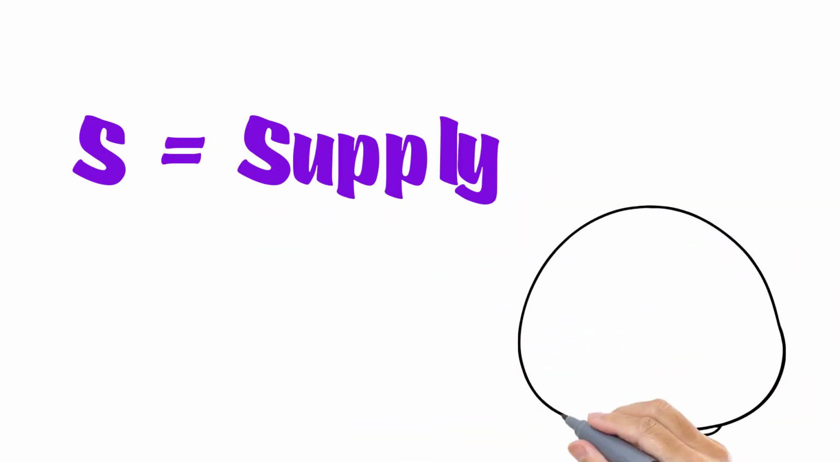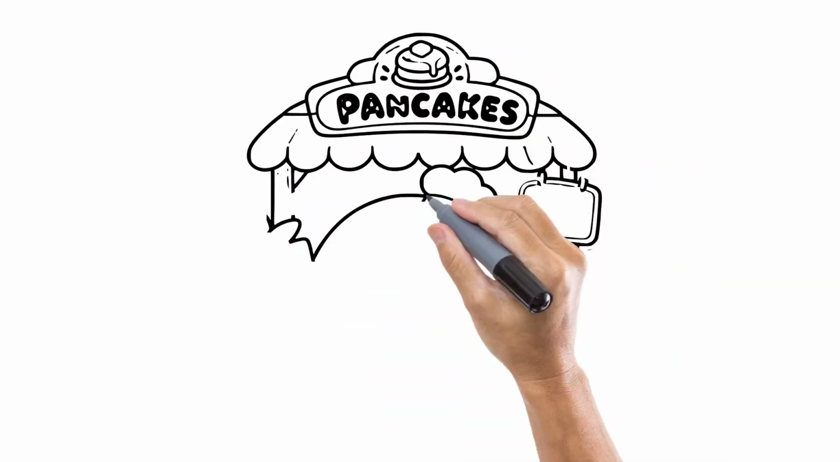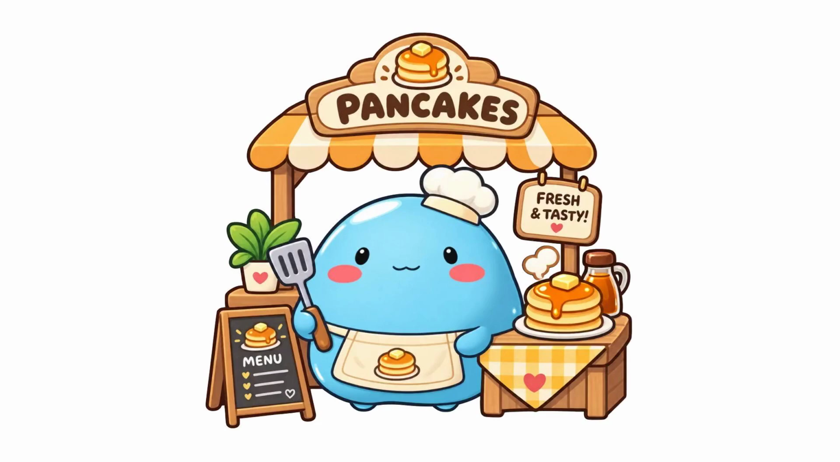S is for supply. Supply describes how much of a product sellers are willing and able to offer at a certain price. Imagine pancakes sell for only a few cents each. A pancake shop may not want to make very many because it would earn very little.